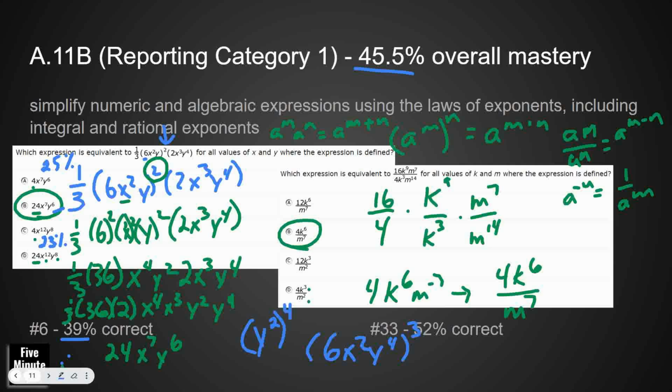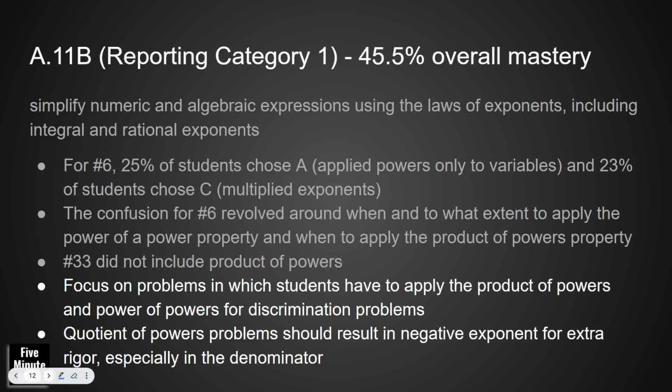So having to navigate between an exponent that you take as a power and then exponents that you're simply going to add using the multiplication of powers, that's the navigation our students need to practice with. And so we need to bring these two together, the product of powers and the power of powers, into the same problem. It helps provide discrimination practice so they know which one to apply where. They're very similar, but they do different things when we're dealing with exponents. And then, as they did in this particular problem, the quotient of powers should result in a negative exponent for extra rigor.